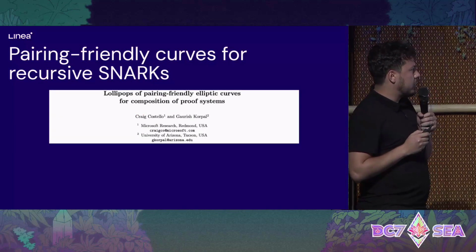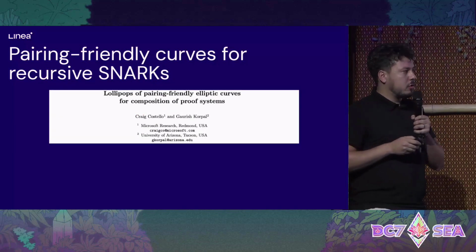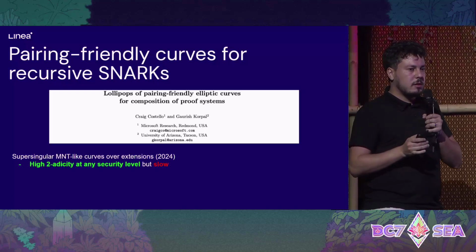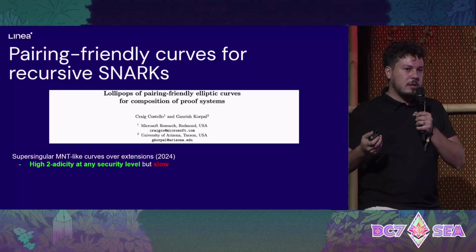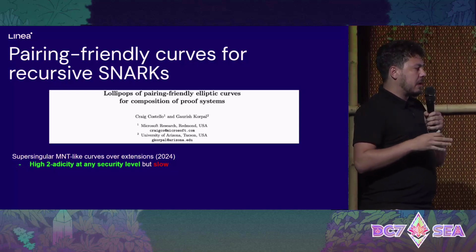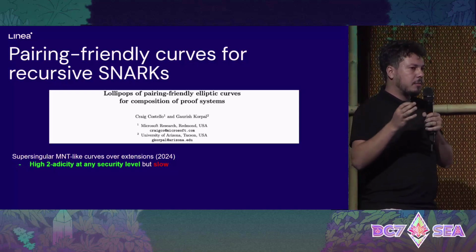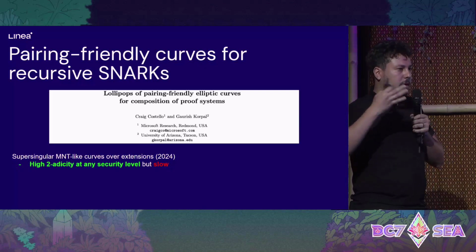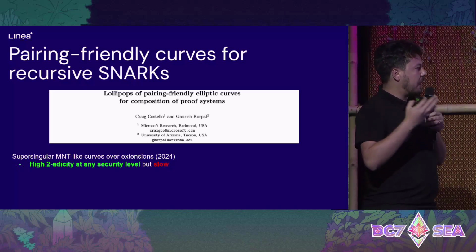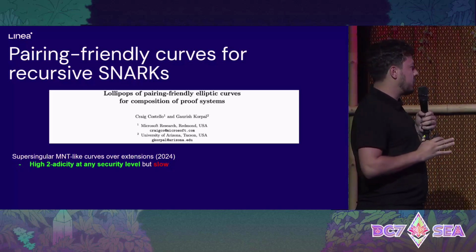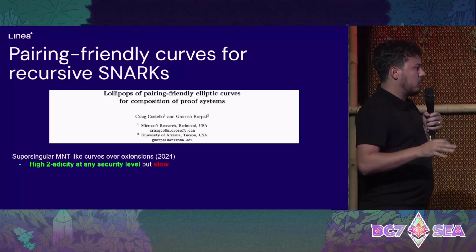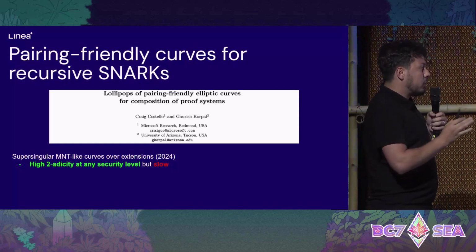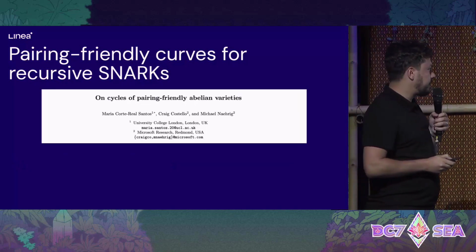But I think 2 weeks ago, Costello and Korpal proposed this paper, Lollipops of pairing-friendly elliptic curves, and they solved the problem of higher 2-adicity for MNT cycles. And the idea was pretty clever. They took the MNT cycles. I mean, the problem with MNT cycles is that you need to solve this generalized Pell equation, and to increase your search space, you need to increase the discriminant, and the bigger the discriminant, the harder it is to find the curves. Let's put it like this. And what they did is they took MNTs and used some supersingular elliptic curves with some other algorithm called Broker, and it works, but it is still slow, so not practical.